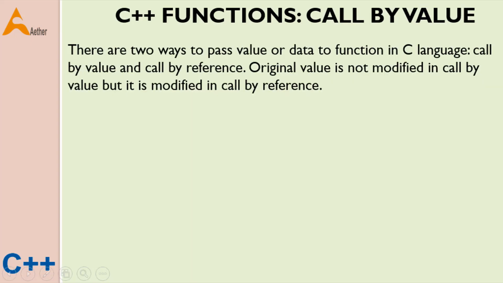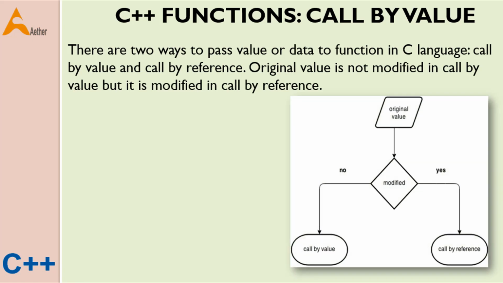Now let's discuss call by value. There are two ways to pass value or data to function in C++ language, call by value and call by reference. Original value is not modified in call by value but it is modified in call by reference. You can see the diagram.